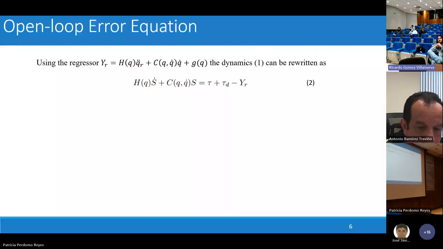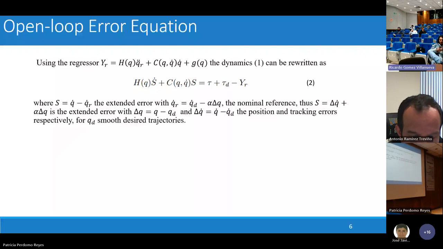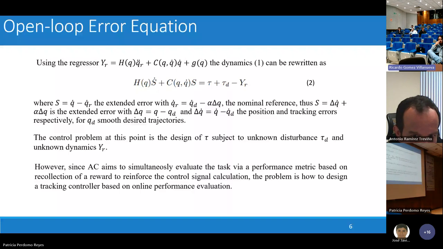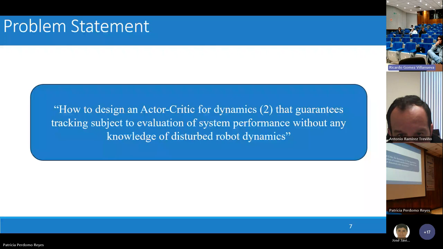Now we can rewrite equation one as equation two using the linear parametrization or the regressor, where the variable s represents the extended velocity error that, if we design the nominal reference as q sub r, we obtain that s is a linear combination of the velocity and the position errors. The control objective at this point is to design the tau subject to unknown disturbance and unknown dynamics. However, since actor critic schemes also evaluate simultaneously the performance of the system, the problem is how to design a tracking controller based on online performance evaluation. Here I have the problem statement, that is how to design an actor critic for dynamic two that guarantees tracking subject to evaluation of the system performance without any knowledge of the disturbance or robot dynamics.